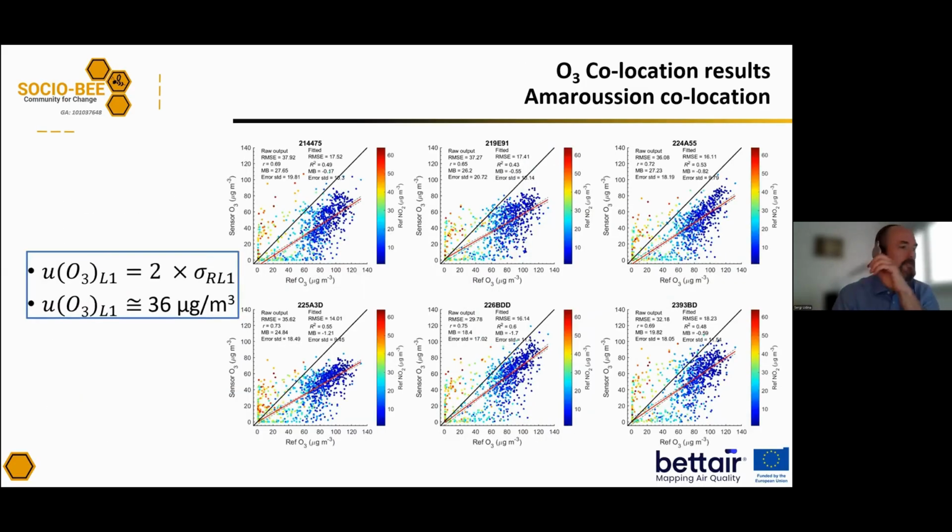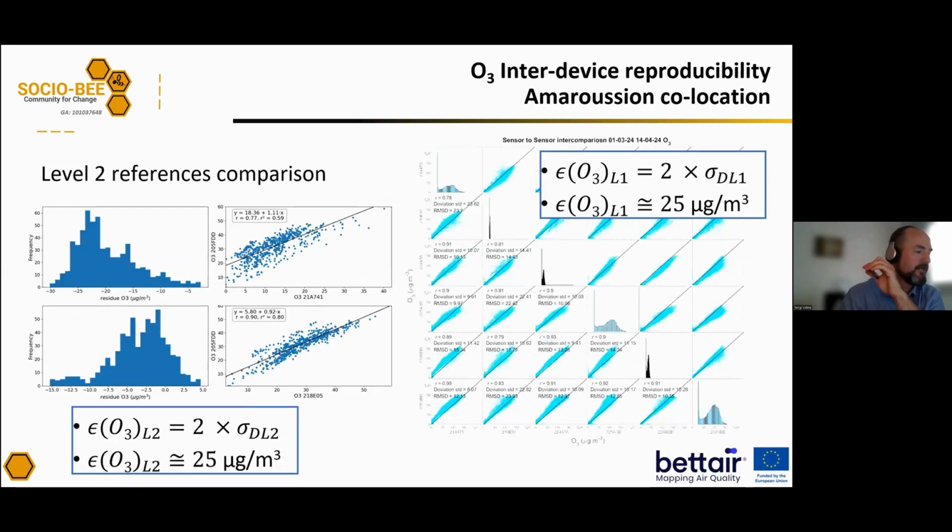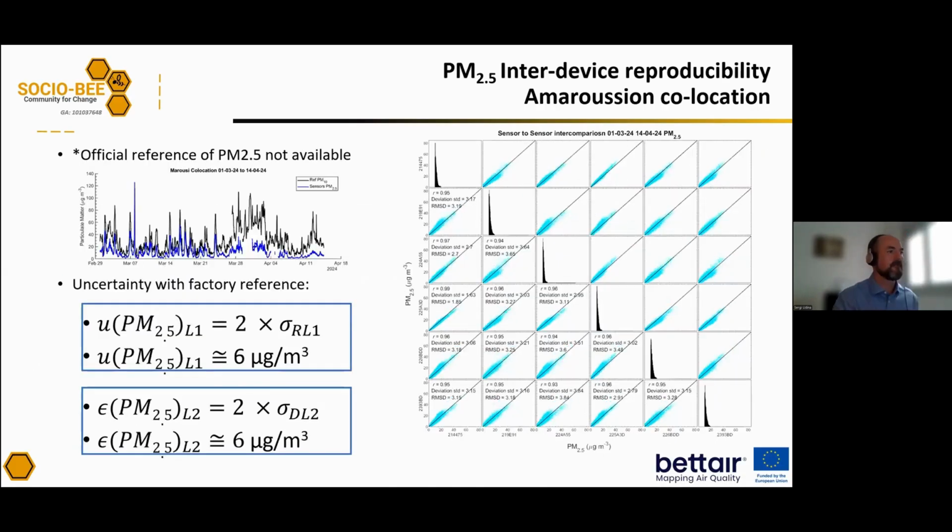Similarly, for ozone, we did the same. We got 36 micrograms per cubic meter uncertainty, and we got a device-to-device dispersion of 25 micrograms per cubic meter, both in the collocation and in the reference point. And for PM2.5, unfortunately, we had no reference data available.